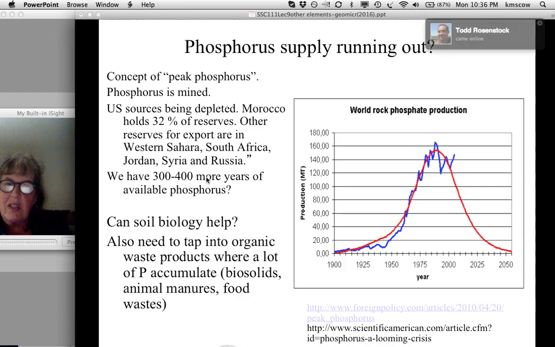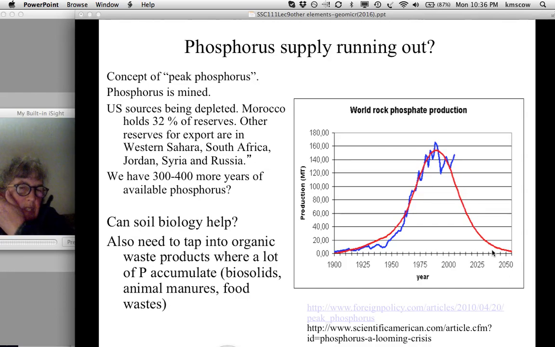We don't know exactly when this is, 300, 400 years. But here's the pattern in blue, production of phosphate over time. And the red is extrapolating what they're thinking. So is there a role for soil biology in all this?